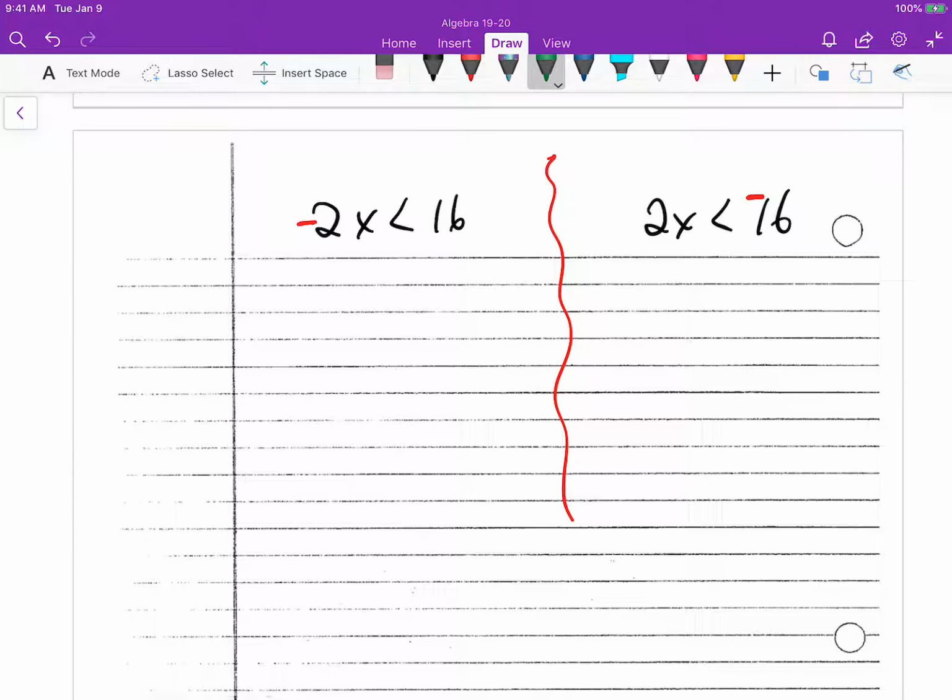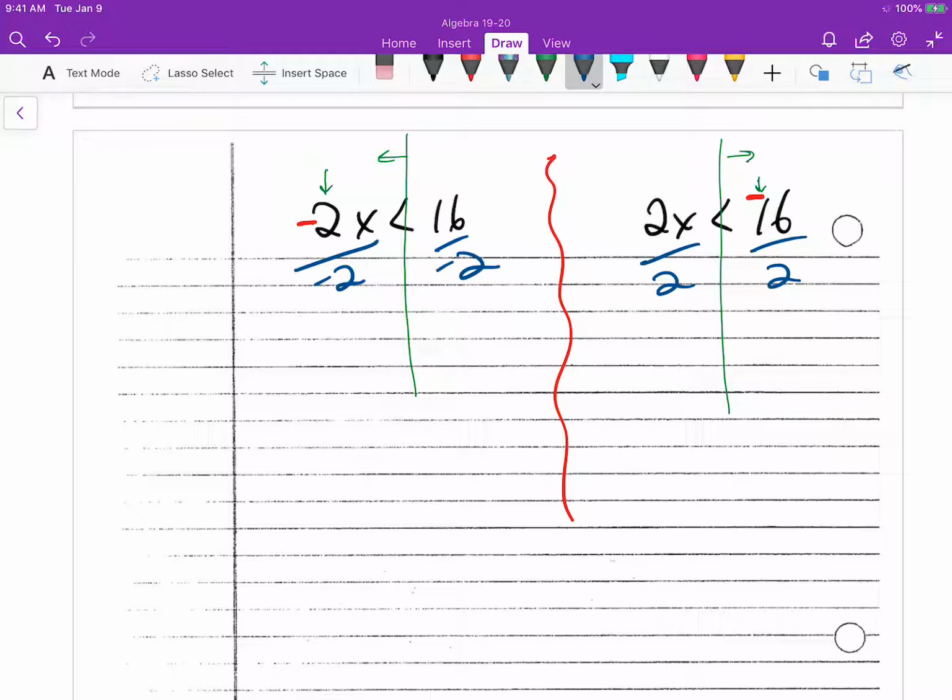All right, so taking a look here, two different examples. The one on the left, the negative 2 is on the left side, attached to the x, whereas on this one, the negative sign is on the 16, and that's on the right. It's not really the left or the right, but it's just what you would do. How would you get x? You would have to divide by negative 2. How would you get x? You would have to divide by positive 2.